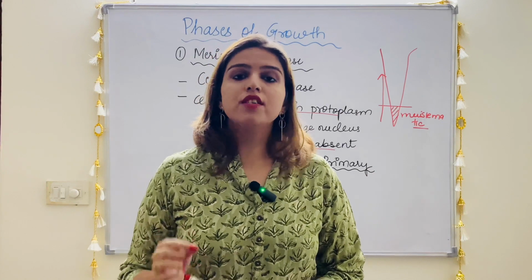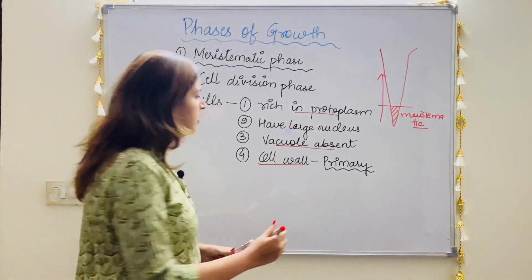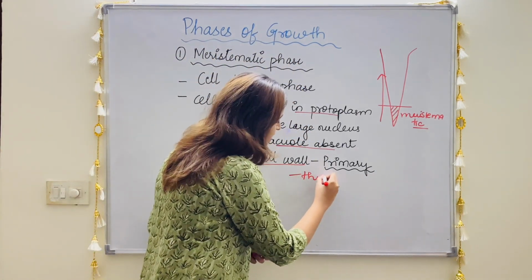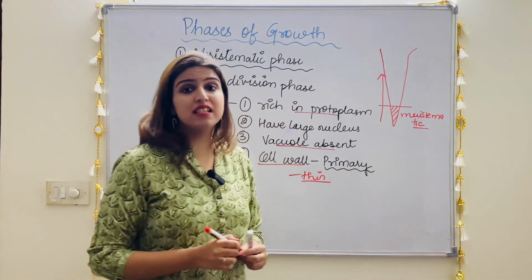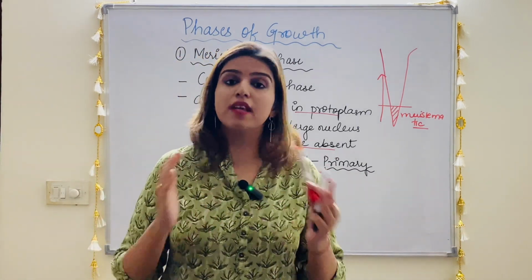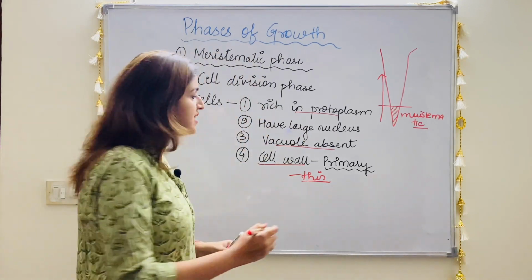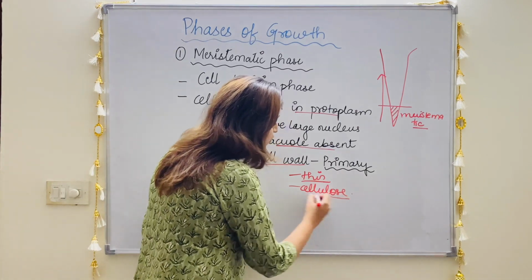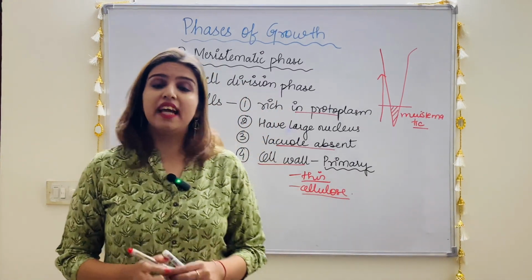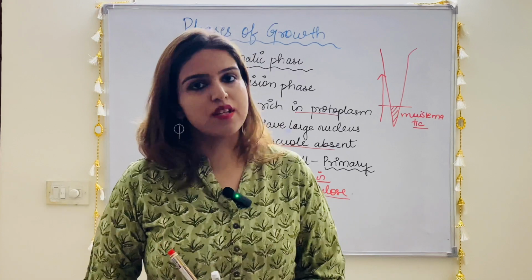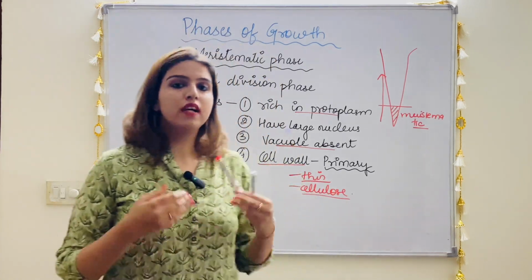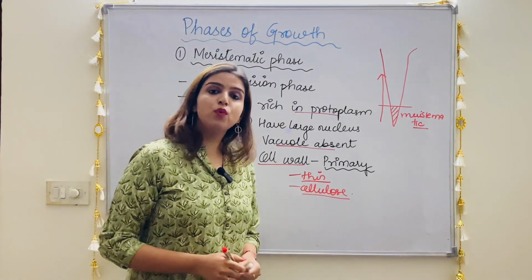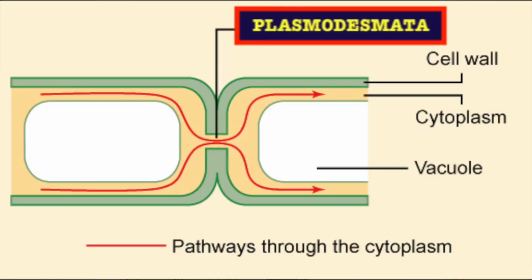Well, this cell wall is first of all very thin. Why is this cell wall thin? If the cell wall is too thick, it is going to be very difficult for the cells to divide, to separate. Second is it has cellulose. Materials like lignin and all lead to the hardening of the cell wall that will again hinder the cell division process. Also, these type of cell walls are rich in plasmodesmatal connections.